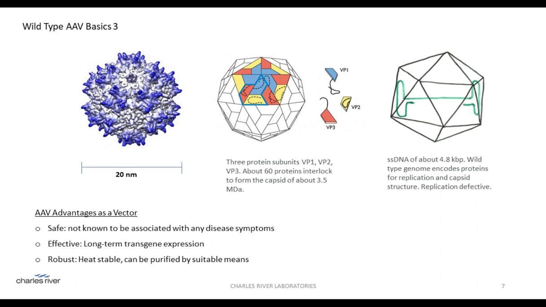Yet, recombinant AAV has several advantages as a gene delivery vector. It is safe. It's not known to be associated with any disease symptoms. It's effective, showing long-term transgene expression. And it's also quite robust in many cases, being known to be heat stable and showing stability under storage conditions, etc.